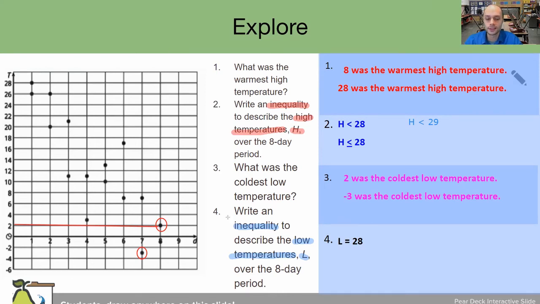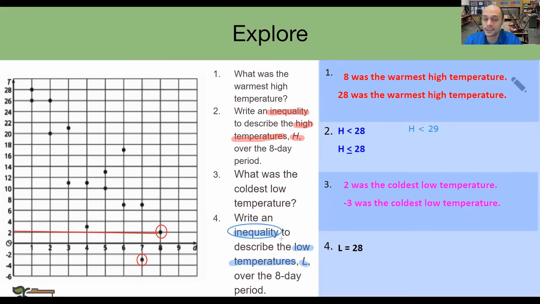The first reason is they wanted you to write an inequality. When you're asked to write an inequality, believe it or not, an equal sign is not considered an inequality. An equal sign gives you only one solution. It tells you that L has to be equal to 28 based on this equation that was written here. Now, an inequality is a little bit different. If you look at number 2, you'll notice that we said H was less than or equal to 28. H is less than 28. H is less than 29.